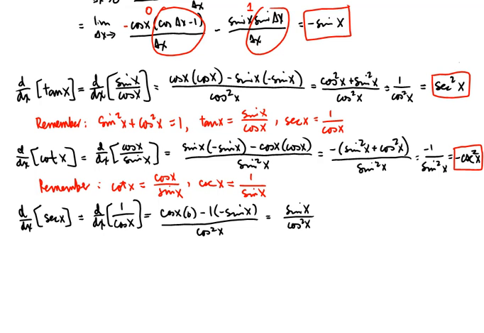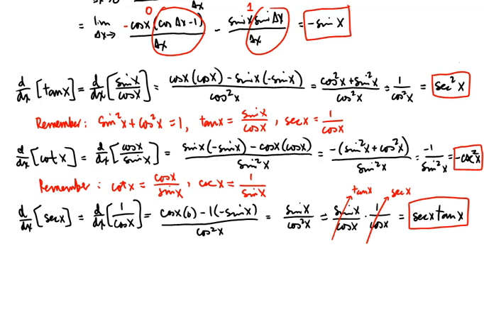But we can also break this down a little bit. We can break it down into sine of x over cosine of x, which is a tangent, times 1 over cosine of x, which is a secant. And we're left with, when I write it, I'll write it as secant of x tangent of x, because it helps me to remember the derivative of secant is secant tangent. Secant of x times tangent of x.